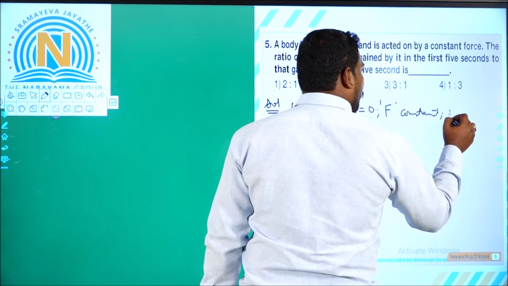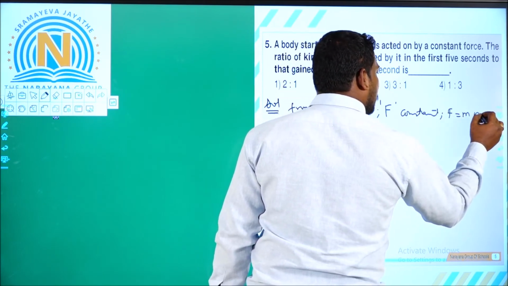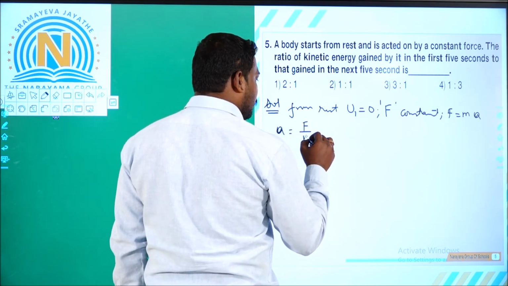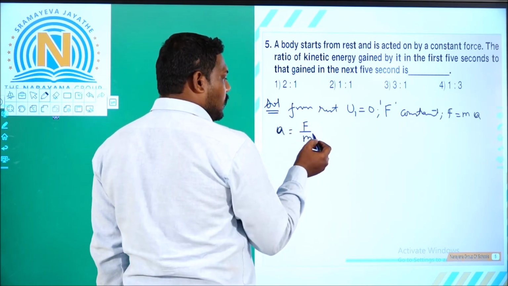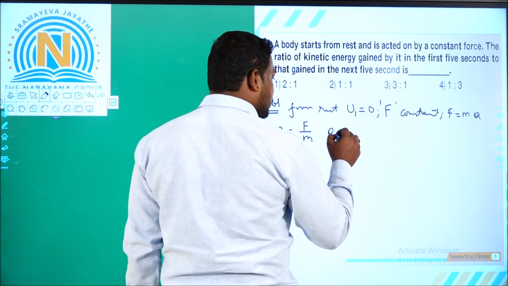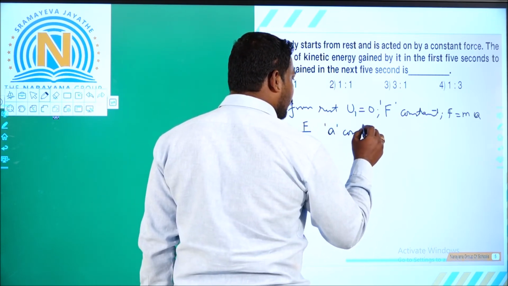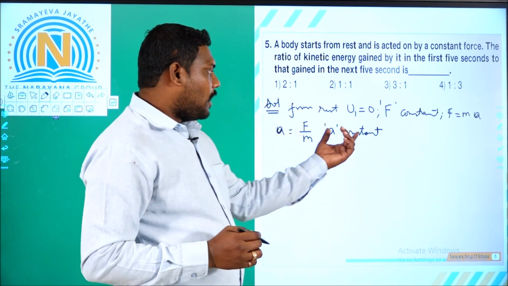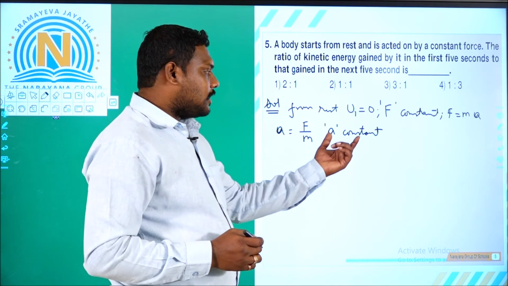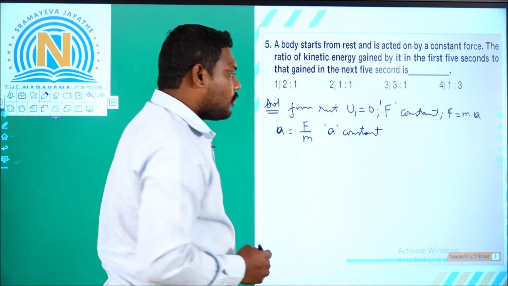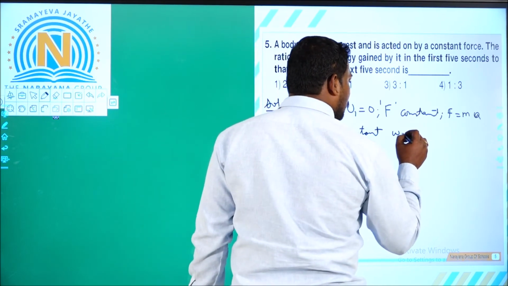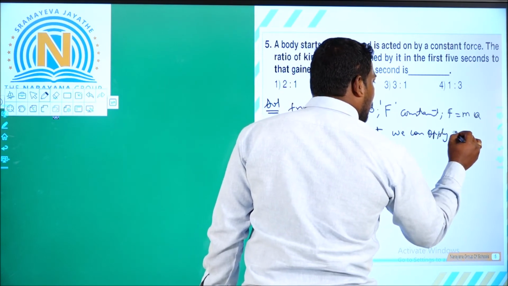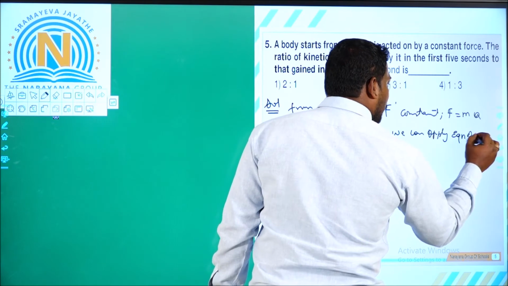Now we know that force is equal to mass into acceleration, then a is equal to F by m. Now force is constant, mass is constant, so here acceleration is also constant. Why am I taking acceleration as constant? Because when the acceleration is constant, we can apply equations of motion.